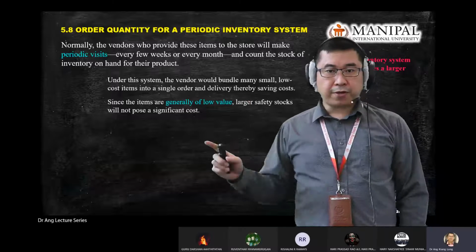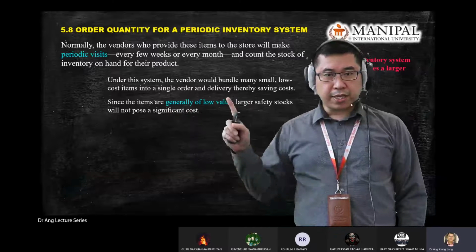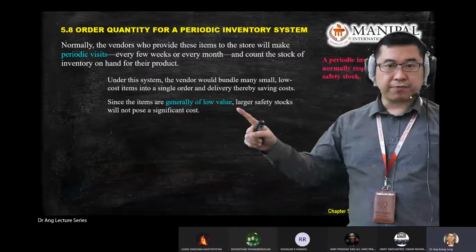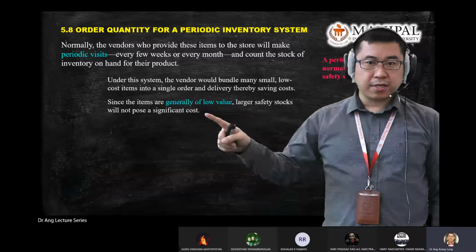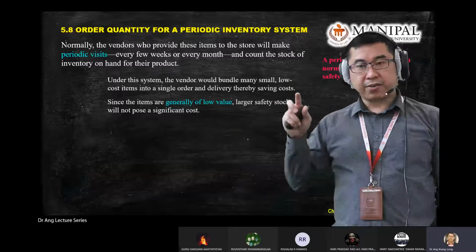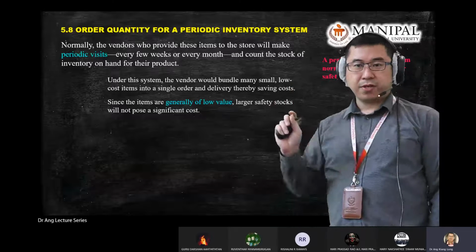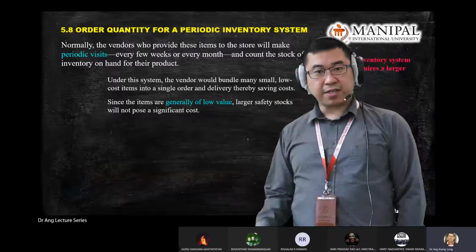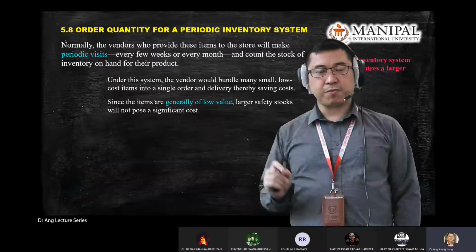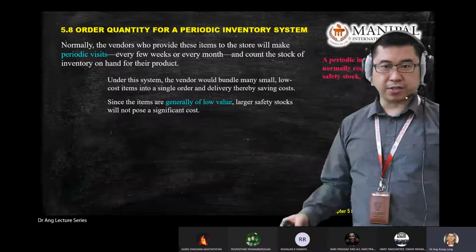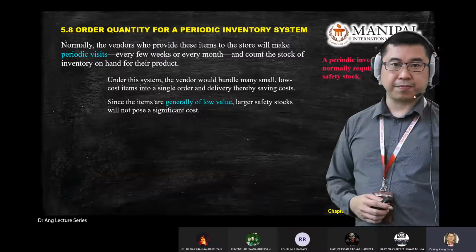So for periodic, one scenario is that they will fall under low value, larger safety stocks, meaning they are under category C items. We learned about the ABC system before: item A, item B, item C. Normally, this one is more suitable for item C inventory system.